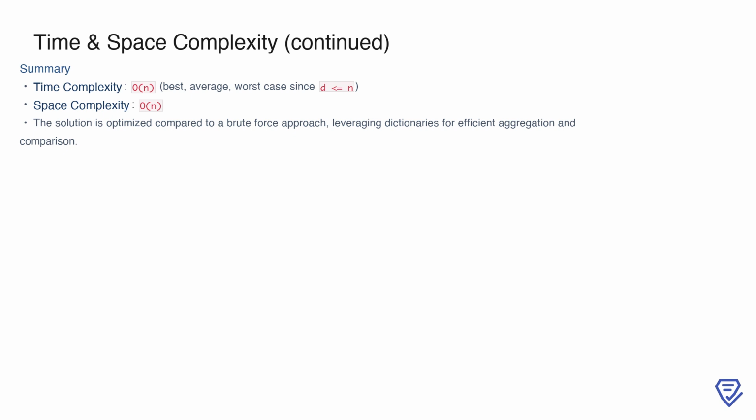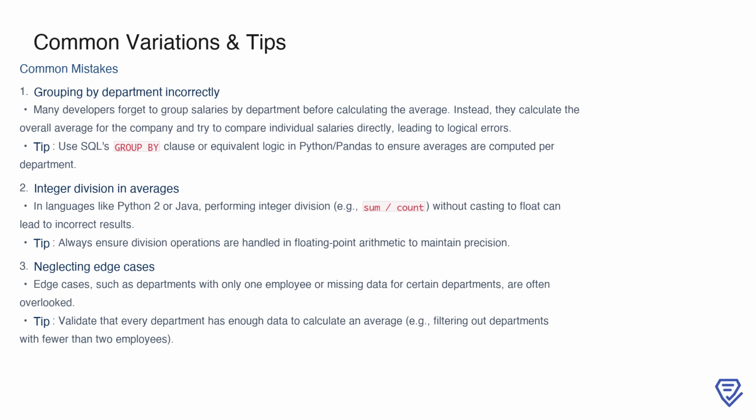data sets. One common mistake developers make when solving this problem is forgetting to group salaries by department before calculating the average. Instead of analyzing data within individual departments, they calculate the overall company average and then attempt to compare individual salaries directly. This approach leads to logical errors because it ignores the departmental structure of the data. To avoid this, use SQL's group by clause or similar grouping logic in Python or Pandas to ensure averages are computed for each department separately.